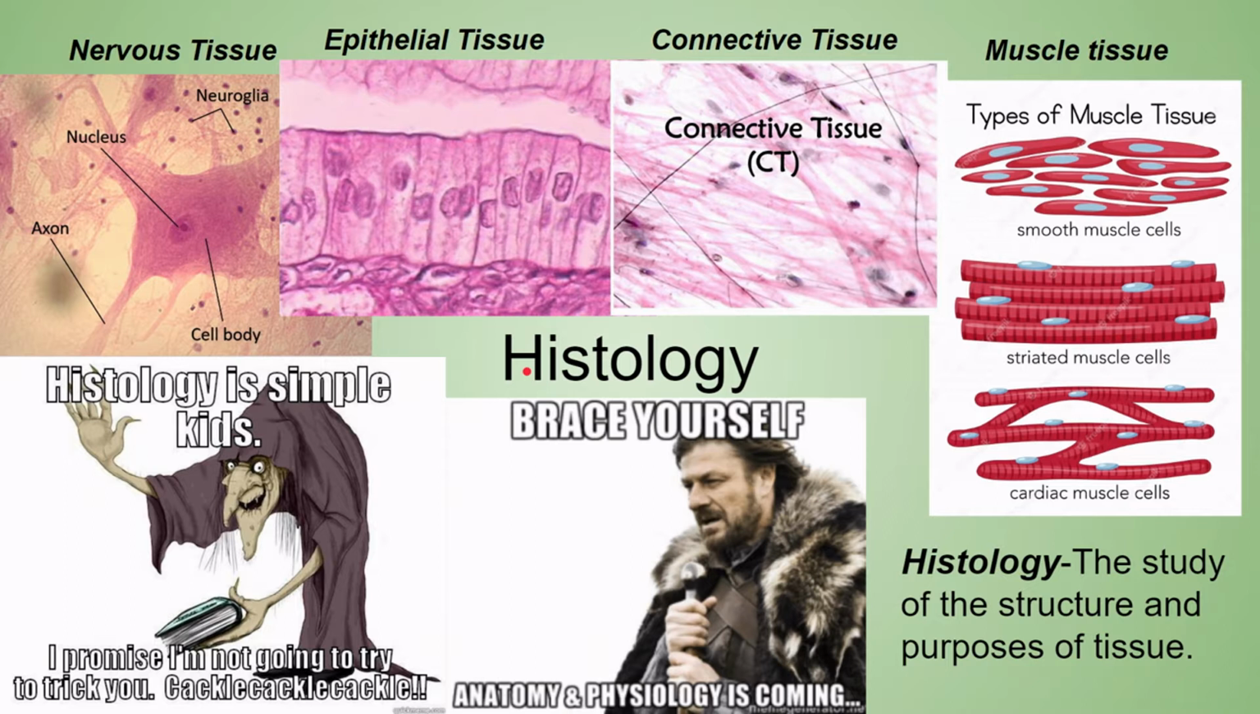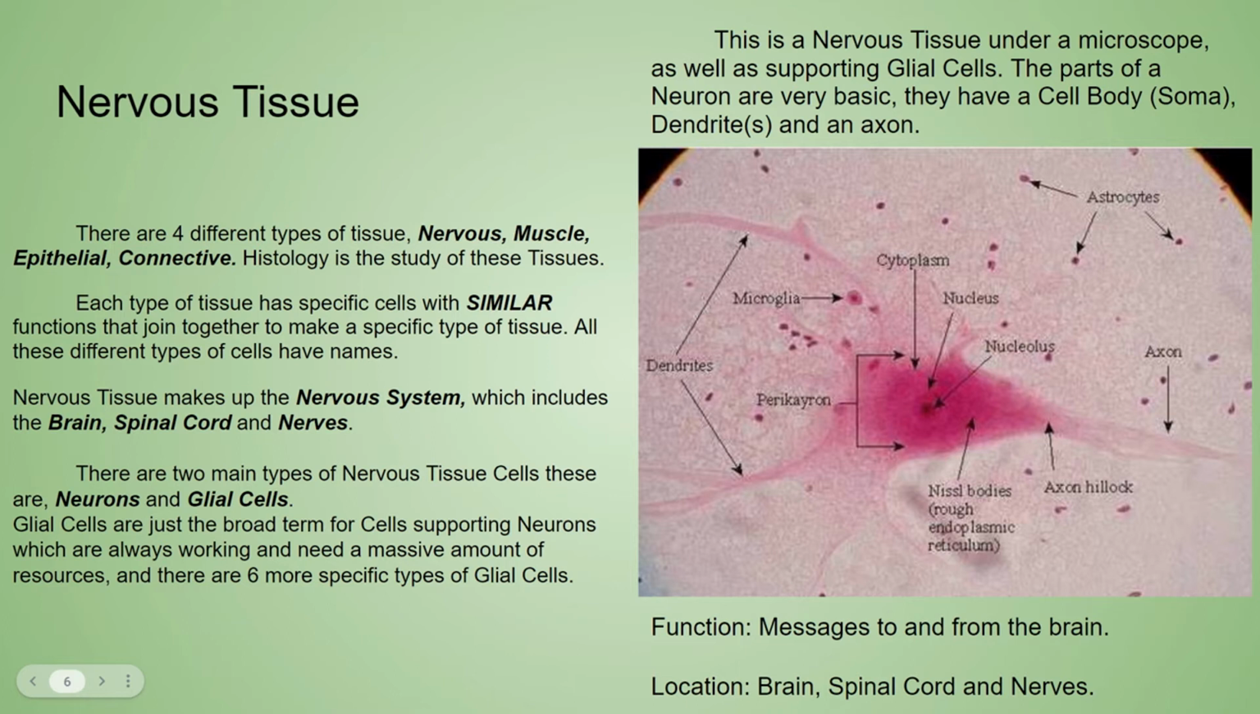And when we go in to talk about these tissues, we're going to talk about the location, appearance, and function of the tissues. But in this particular episode, we're only going to talk about nervous tissue and muscle tissue. We're going to start with nervous tissue. And the only thing that you have to know about nervous tissue is that there are two different types of cells, neurons and glial cells.